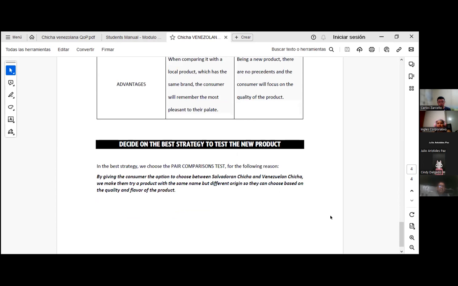Decide on the best strategy to test the new product. We choose the pair comparison test for the following reason. By giving the consumer the option to choose between Salvadorian chicha and Venezuelan chicha, we made the trial product with the same name but differing in origin, so they can choose based on the quality and flavor of the product. So at the end, the best strategy will be the pair comparison test, right? Yes. Thank you so much.